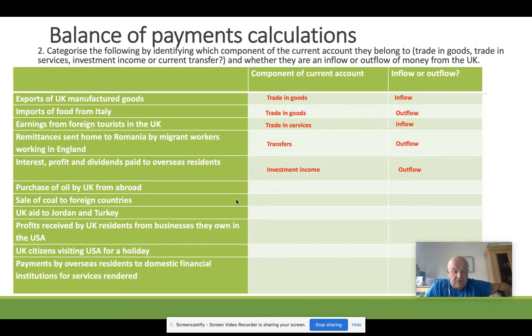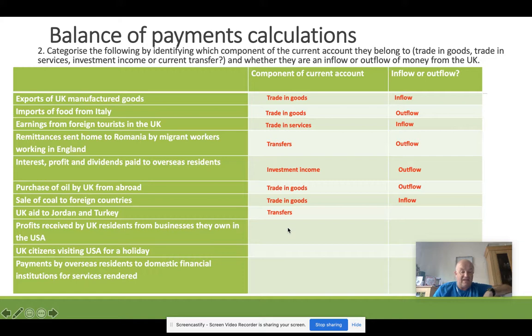Okay, purchase of oil from abroad. Well, that's clearly going to be a trade in goods, and in this instance, because we're buying it from other parts of the world, that would be an outflow. Essentially, we're importing oil, aren't we? What about sale of coal to foreign countries? Well, similar sort of thing. That is going to be trade in goods, but in this instance, it's an inflow because we've sold coal to foreign countries. I'm not sure whether that would happen very often these days, but anyway, there we go.